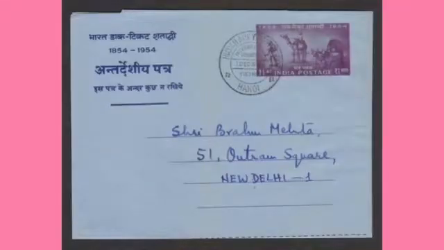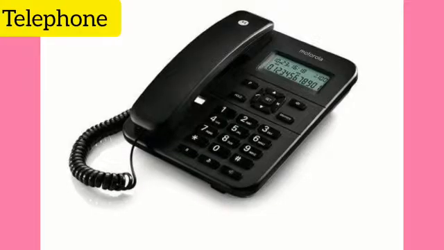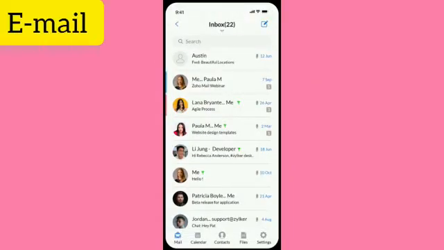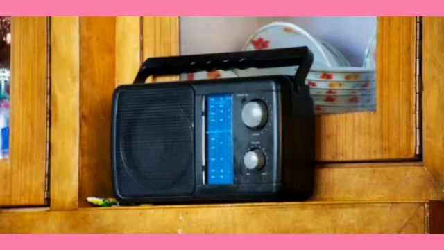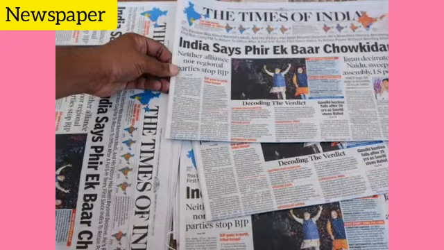So, children, in earlier times, letters were used for communication, which used to take a long time to reach the concerned person. Children, these days we have fast means of communication such as telephone, short message service, that is SMS, and email, that is electronic mail, to communicate with a number of people in different parts of the world at the same time. So children, we can use mass communication such as radio, television, newspaper. Now let us learn about them in detail.